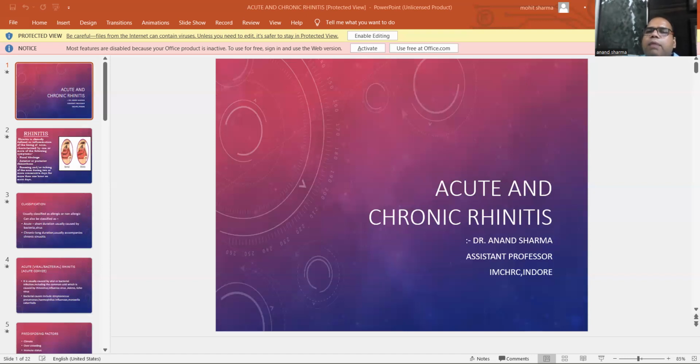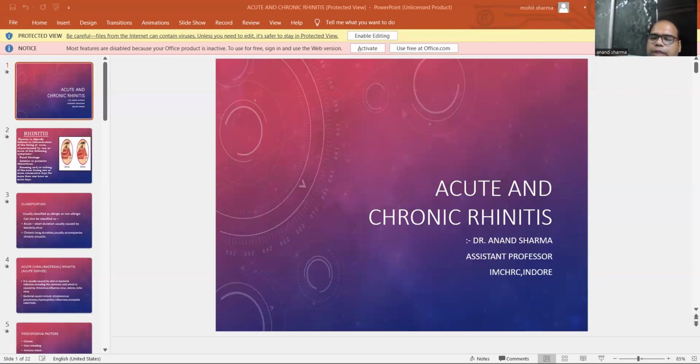Ultimately, the aim of all these procedures is to reduce the size of the inferior turbinate so that there is less nasal obstruction and the air can freely flow from the anterior nares to the posterior nares. Now, this is a picture of a turbinate showing mulberry appearance.